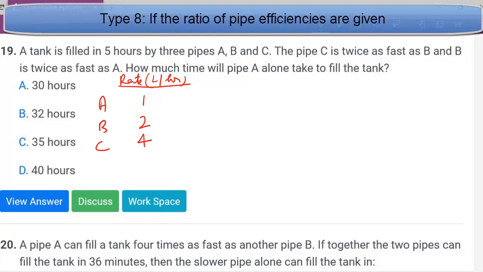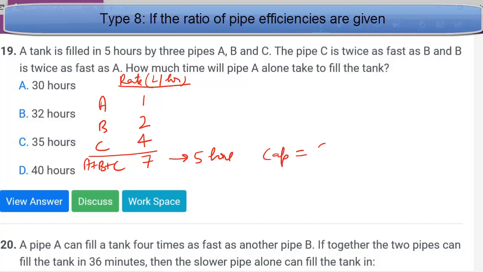Now it is said that the tank is filled in 5 hours by all three. So if we combine A plus B plus C, we will get 4 plus 2 plus 1, that means 7, and it is filled in 5 hours. So the capacity has to be 7 into 5, that means 35 liter.